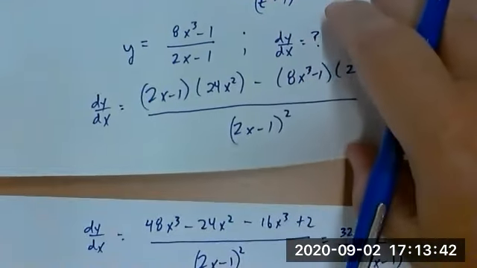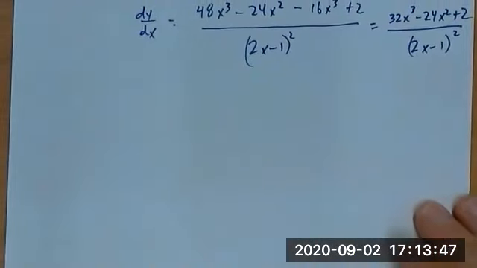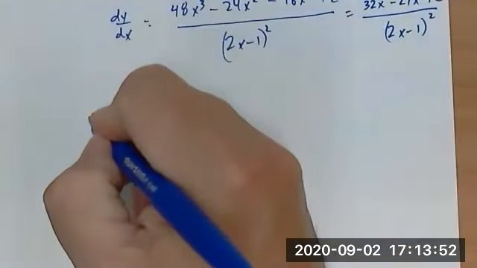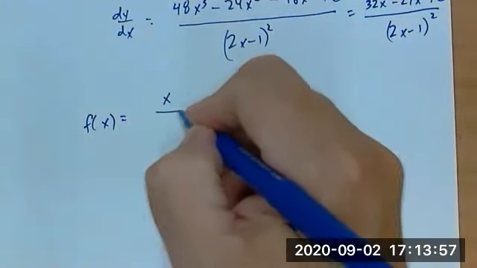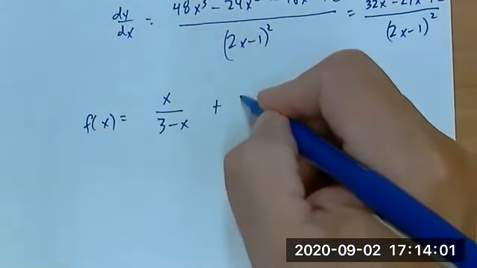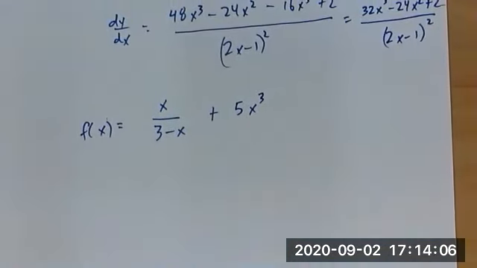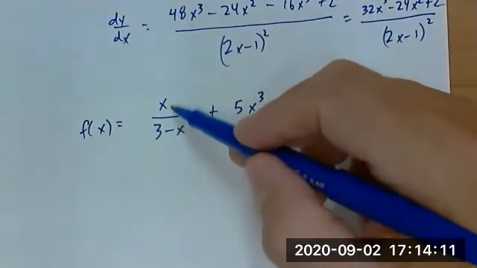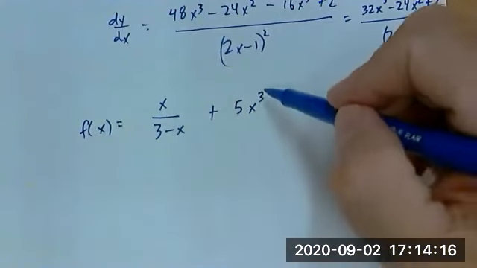So product rule and quotient rule, not the concept, I don't think is that hard. Sometimes the algebra gets messy. What if we have this, x over 3 minus x, plus this? Now this one's interesting because we have two terms here. Of course, the first term is this sort of fraction. And then you got this.